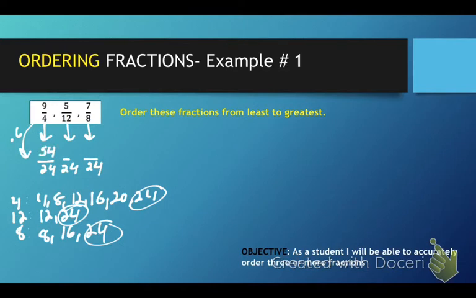How does 12 become 24? Well, we multiply by 2. Okay, if we're going to multiply by 2, 5 times 2 is 10. And finally, how does 8 become 24? Well, you multiply it by 3. 8 times 3 is 24, so 7 times 3 is 21.